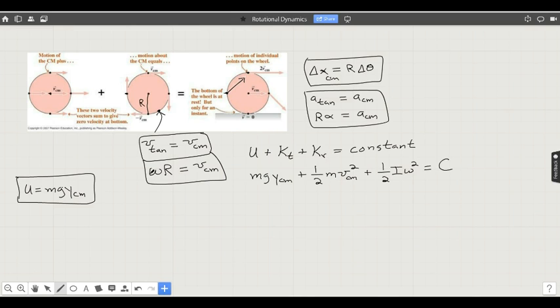Now, we can use this and either plug this in for v center of mass, so you get omega squared r squared, or you can use this and plug v squared over r squared in place of omega squared.